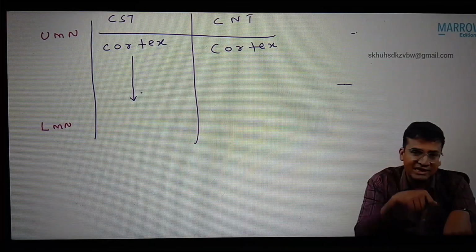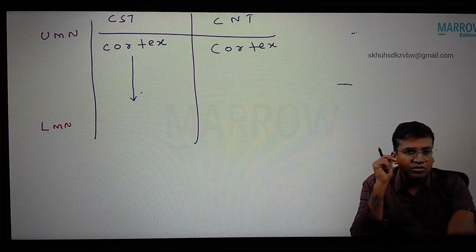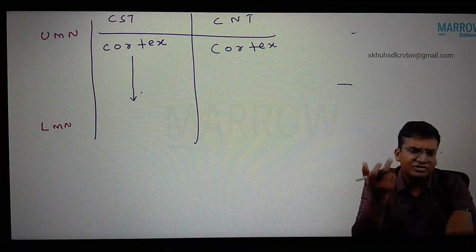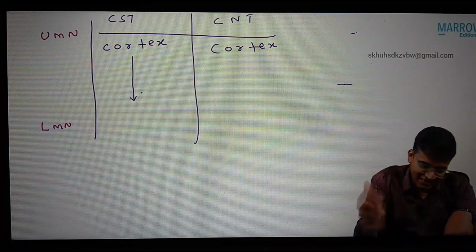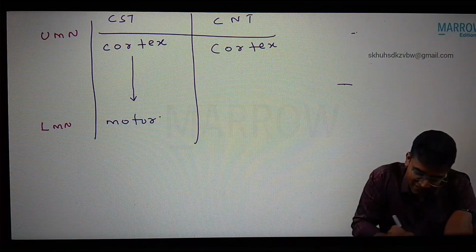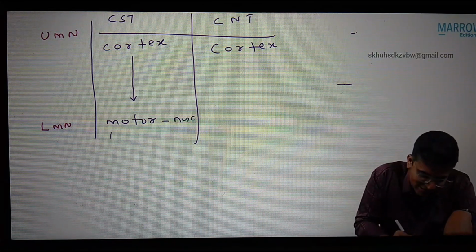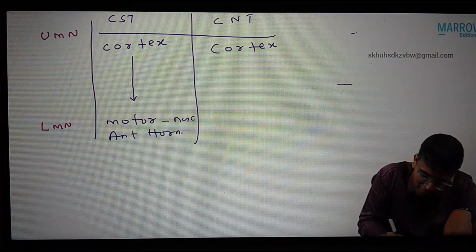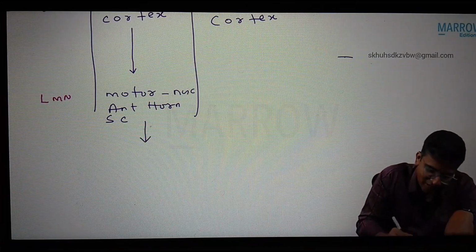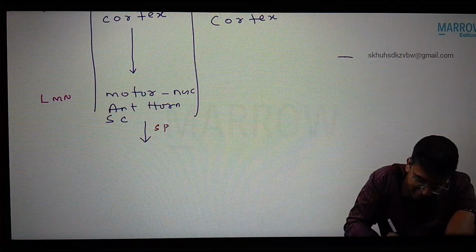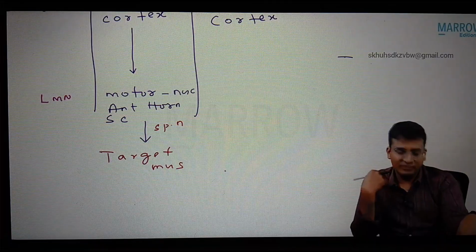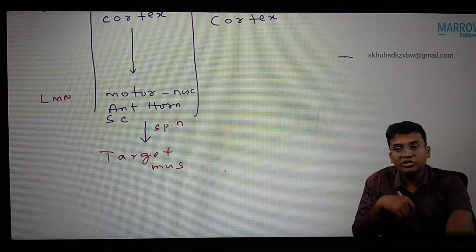See, this is the descending motor tract. Now, motor nuclei are present in which part of the spinal cord? Very good. The anterior horn. So the lower motor neuron for the corticospinal tract is present in the motor nucleus in the anterior horn of the spinal cord. From the motor nucleus of the anterior horn, which nerve will arise? The spinal nerve will arise, which in turn supplies the target muscles. Clear?